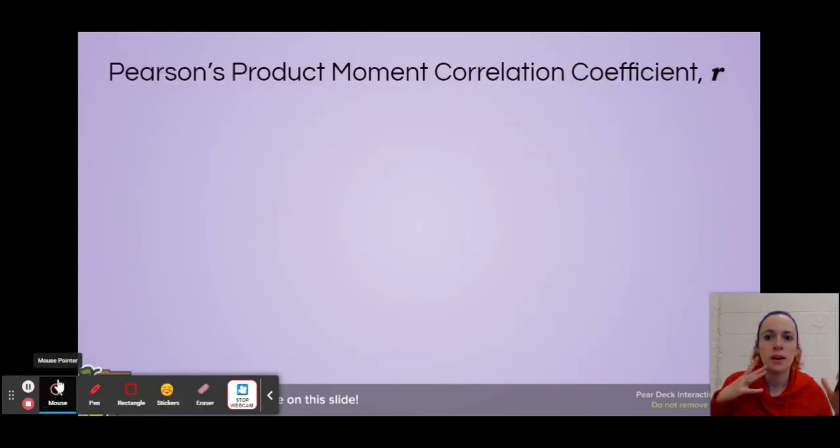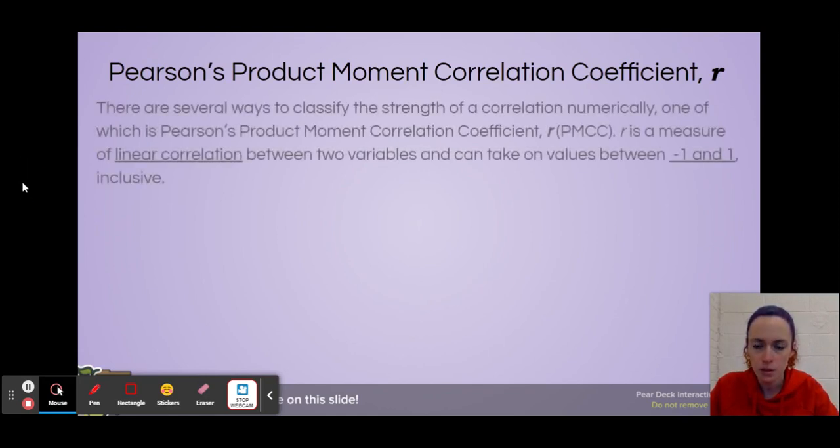All right, so that's just using the graph itself. We learned in Algebra 2 about the correlation coefficient r. So we're going to talk a little bit more about that now. Its full name is Pearson's product moment correlation coefficient, but it is still represented by that lowercase r.